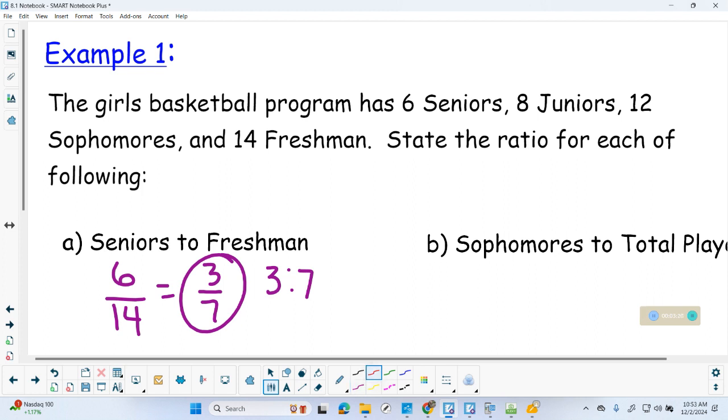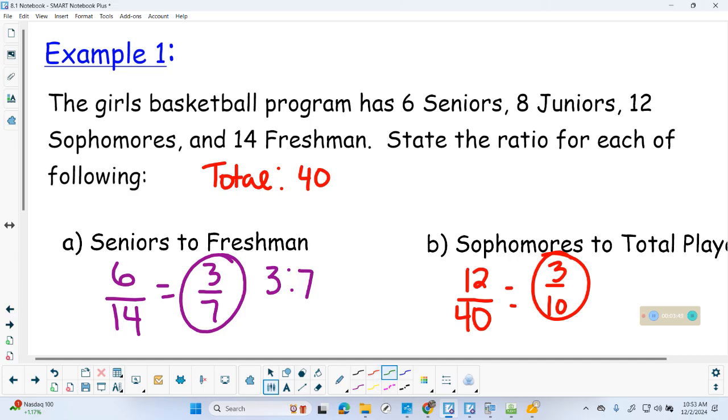Okay, sophomores to total. Well, of course, we can all read up here. We see that there are 12 sophomores. You're going to have to do a little bit of math here. I need to know how many total kids there are. So how many when you add your senior, junior, sophomore, freshman? 40. So we're going to do 12 compared to 40. Either you do it in your head or your calculator. Let's reduce it. 3 over 10. This is what you're doing today, my friends.